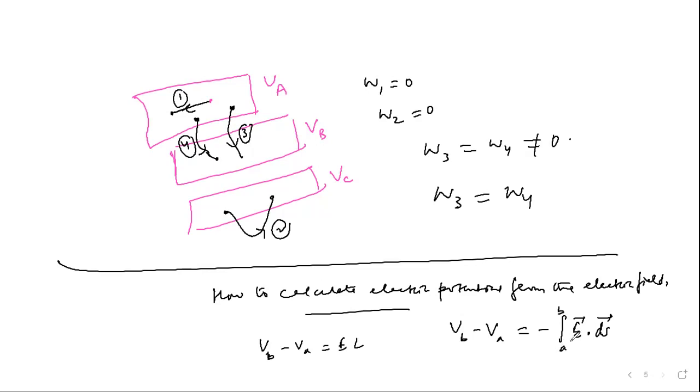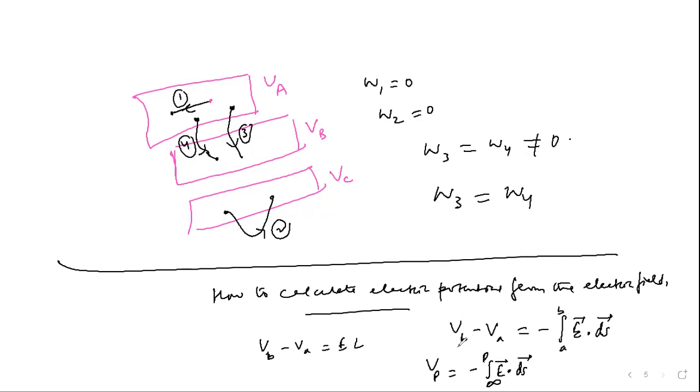And in this expression, both points A and B were assumed to be within the field. Then we said if point A is taken at infinity and at infinity potential is taken as 0, then VP, that is potential at any point in the field, is written by this integral, this equation. VP, potential at any point within the field E, is minus integral infinity to point P E dot ds, right?